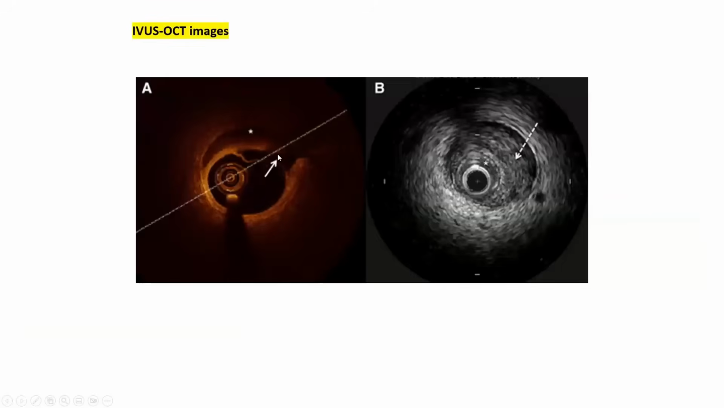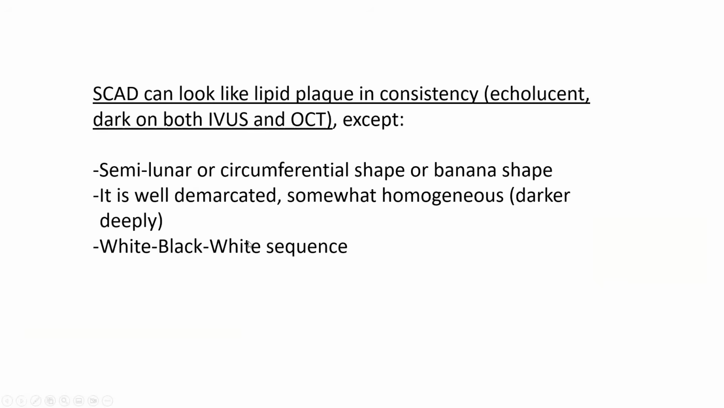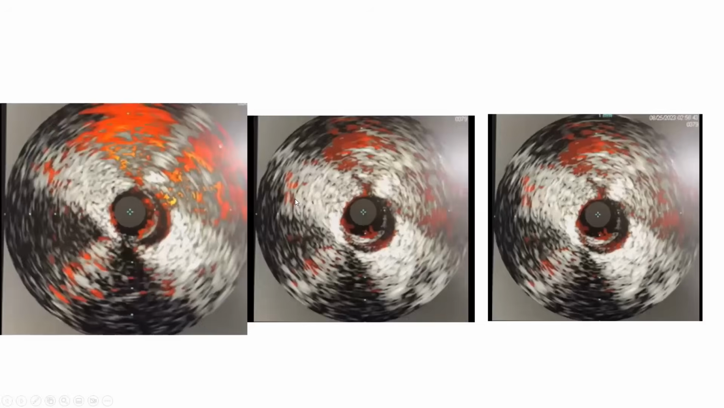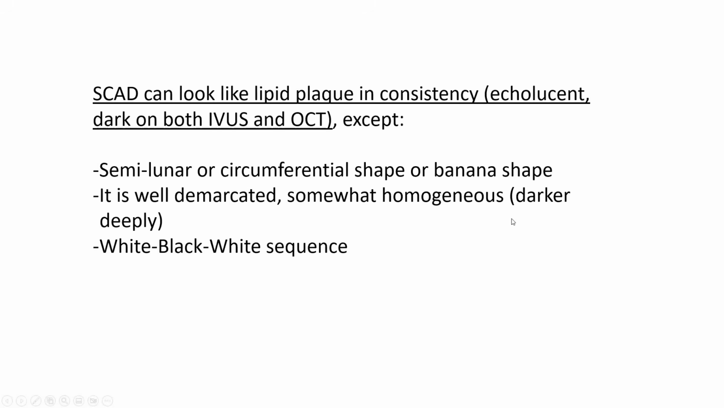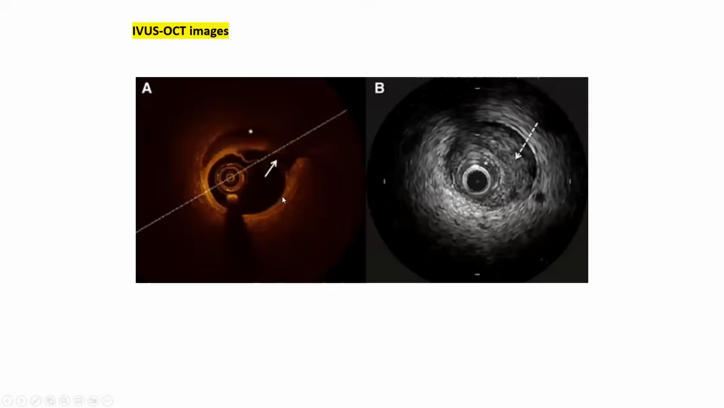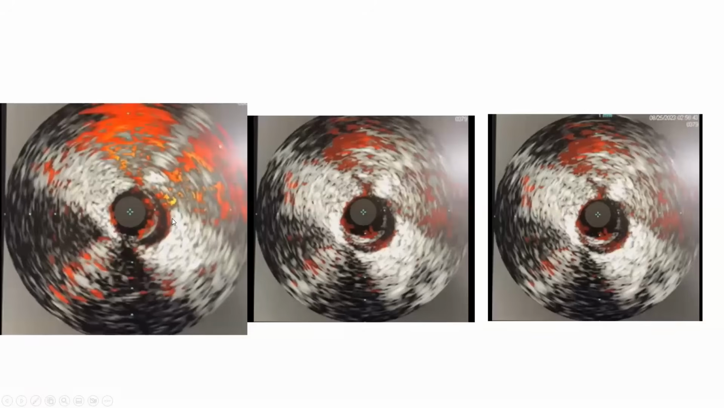This is from the literature. This is with OCT. Look how the SCAD looks. So semi-lunar or circumferential shape or banana shape, well demarcated as in here. Somewhat homogeneous, but it's usually darker deeply. And by the way, when you're doing CTO and doing subintimal crossing, you need to be familiar with that image. Distinguish the true lumen from the subintima.